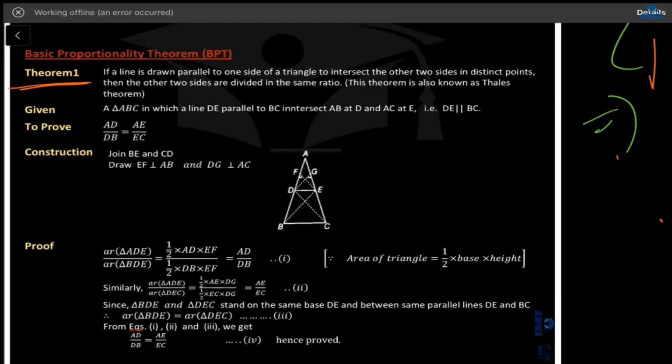That is, we are drawing a line parallel to BC, that is DE, in this triangle ABC. Then you have to prove that AD by DB is equal to AE by EC. Now, how are we going to prove it?